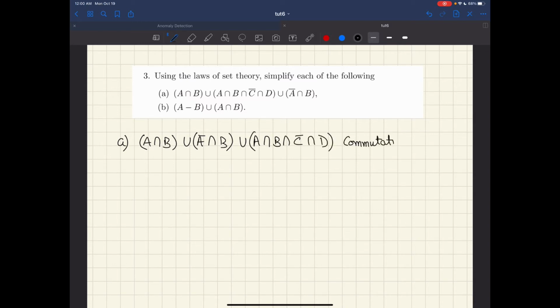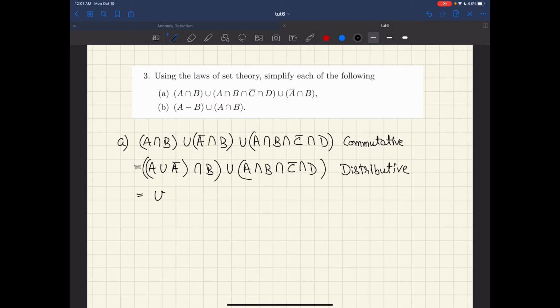First I'll start off by using the commutative law to shuffle them a bit, and now we'll use the distributive law on the first two parts. It gives us (A ∪ A') ∩ B union the whole right-hand side. Now the inverse law for A ∪ A' gives you the whole universe. Again, it's the same as writing a tautology, so it contains all the elements in the universe. So universe ∩ B union (A ∩ B ∩ C' ∩ D).